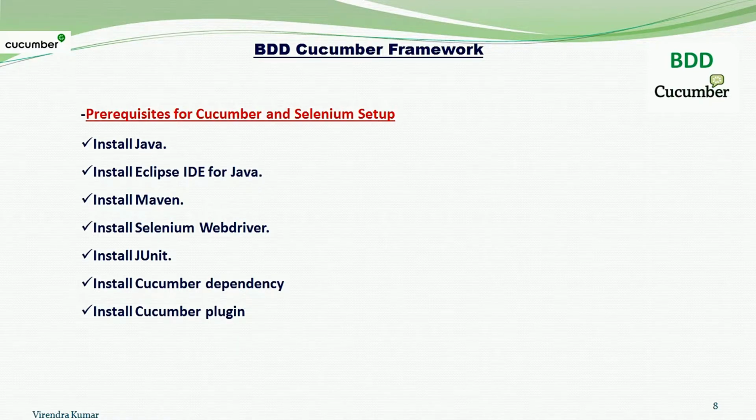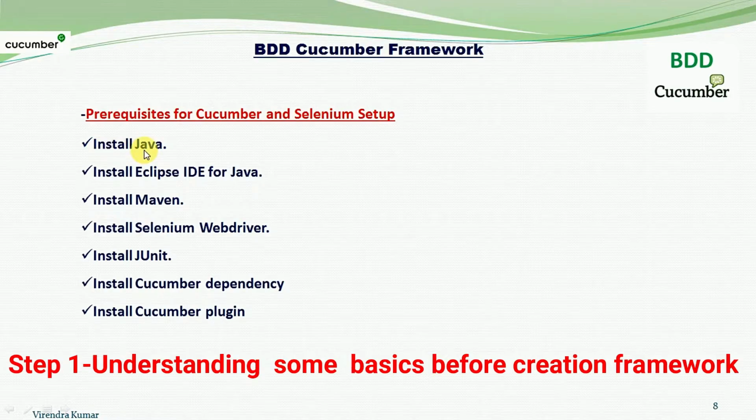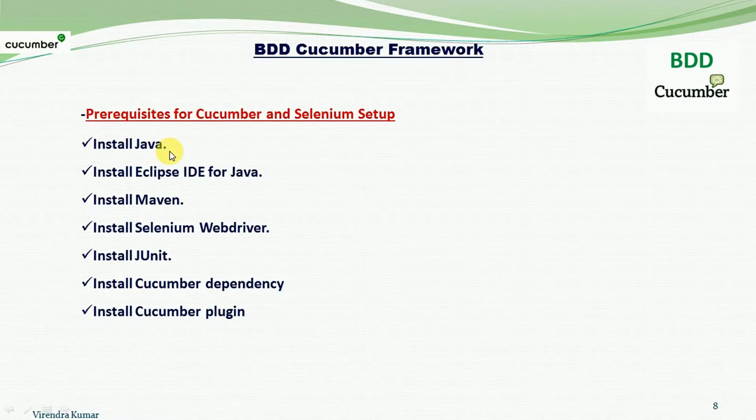On my screen, you can see there are some preconditions for the BDD Cucumber and the Selenium setup. First, we need to install Java. A Java version of JDK 7 or more is required, and we should have one Eclipse IDE for Java, or if you are using any other IDE then you can set up that IDE also. After that you need to prepare the Maven installation. So how to install the Maven on the Eclipse, that you need to check, and then you should prepare for the Maven installation on the Eclipse.